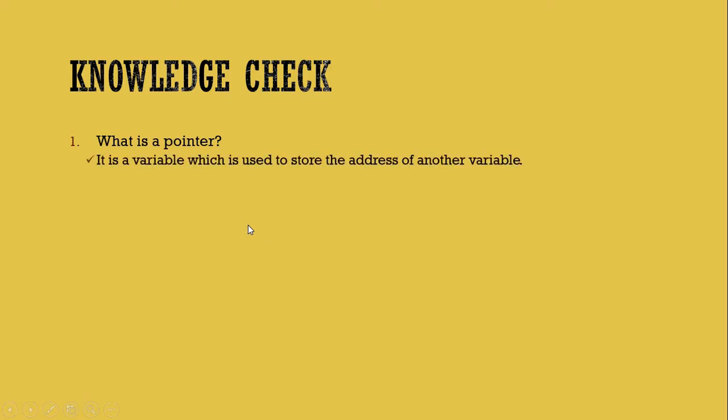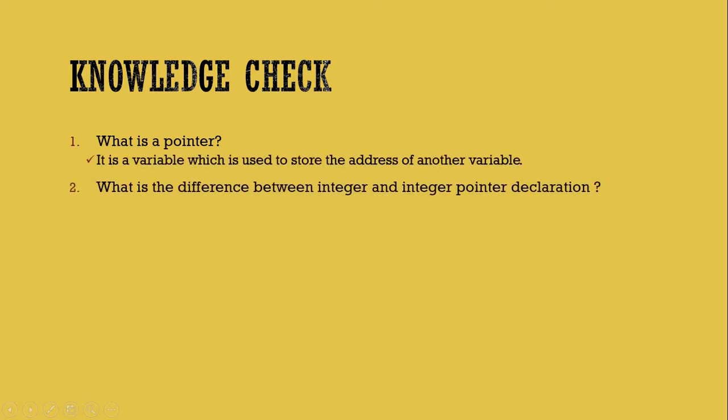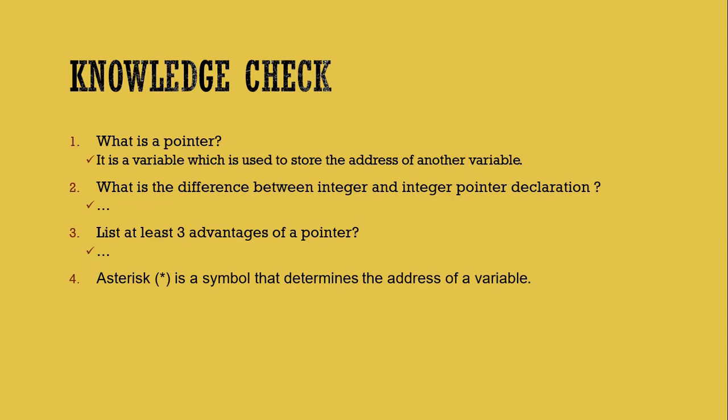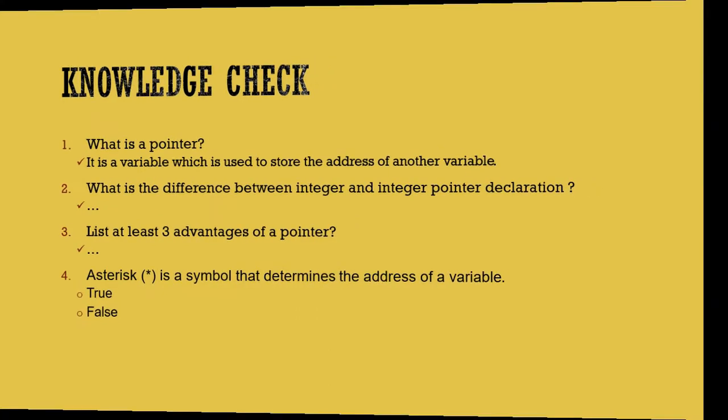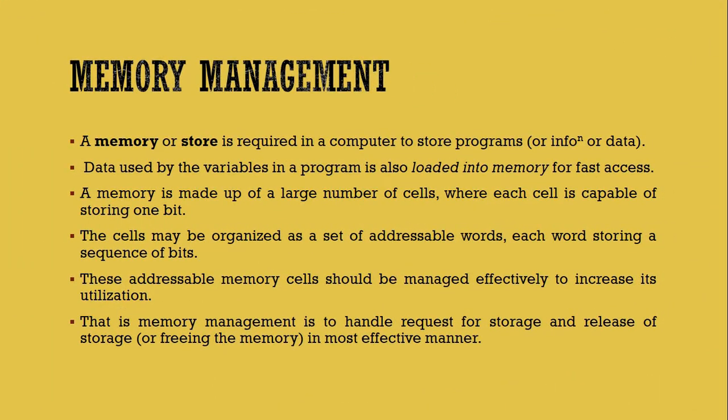These are questions which help you to check what you have got so far. What is a pointer? What is the difference between an integer and an integer pointer declaration? List at least 3 advantages of a pointer. Asterisk is a symbol that determines the address of a variable: true or false? You have to answer these questions.